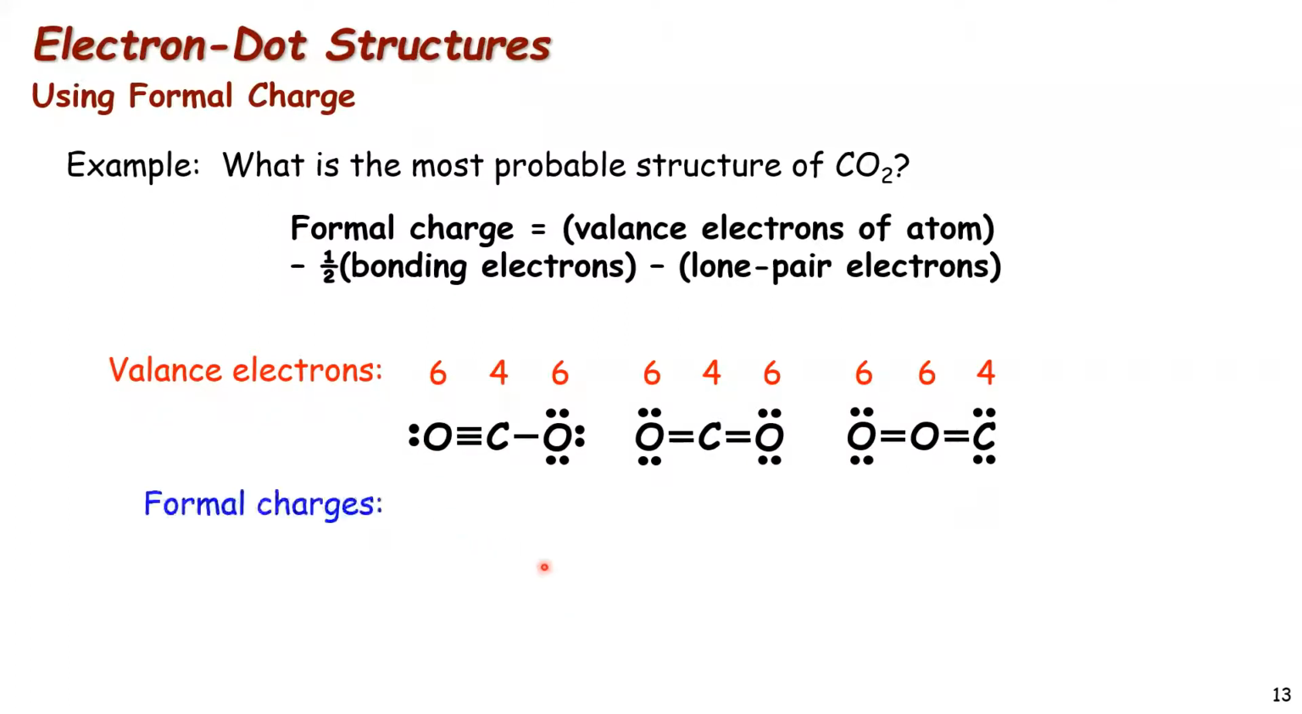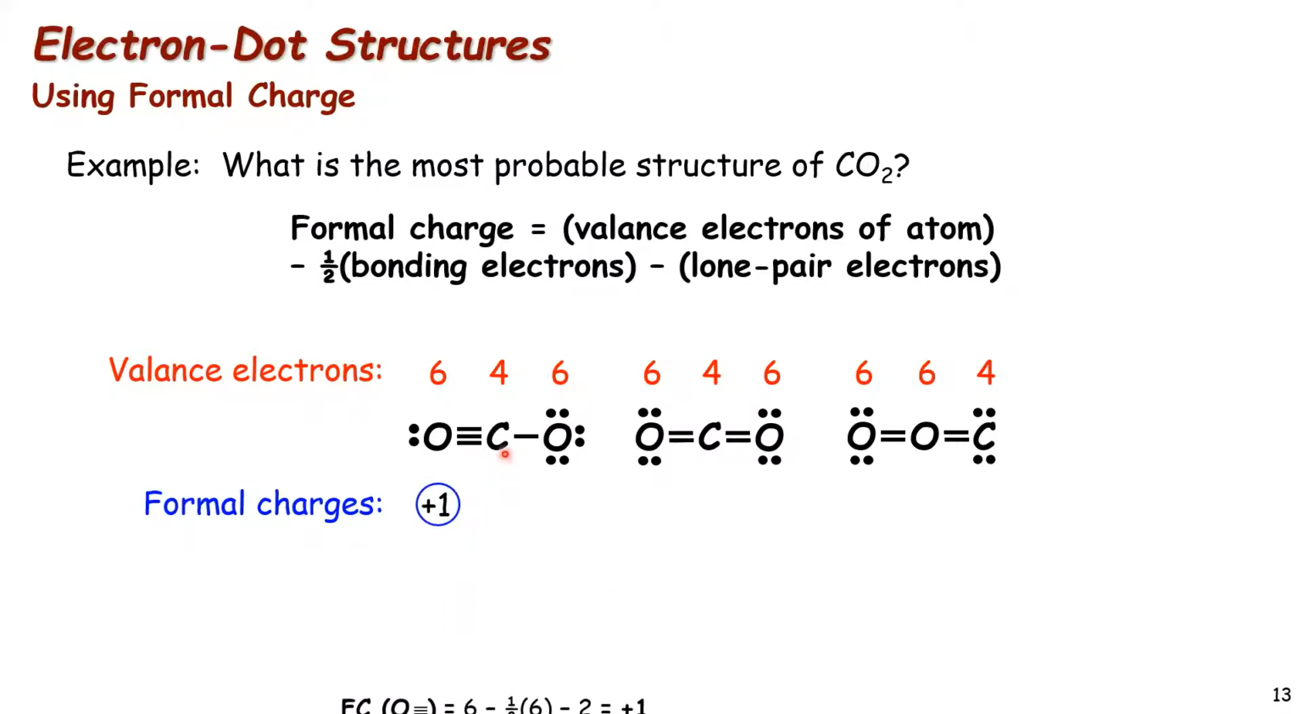Okay, now let's do the formal charges. Let's start with this oxygen right here. This oxygen has 6 valence electrons. We want to subtract half of the bonding electrons. Well, there's 2, 4, 6. Remember, each line represents 2 electrons, so there's 6. And then the lone pairs: there's 2 lone pair electrons. So 6 minus 3 minus 2 is positive 1. So this oxygen has a formal charge of positive 1.